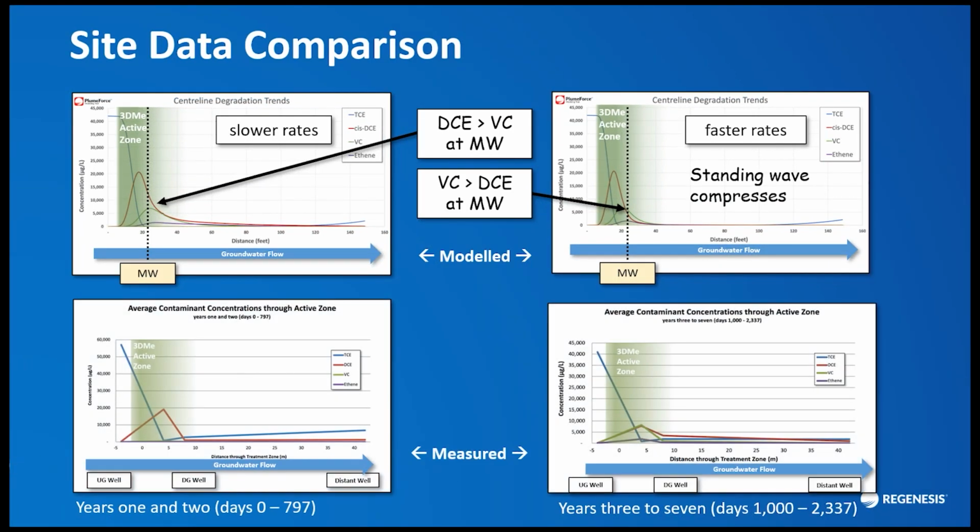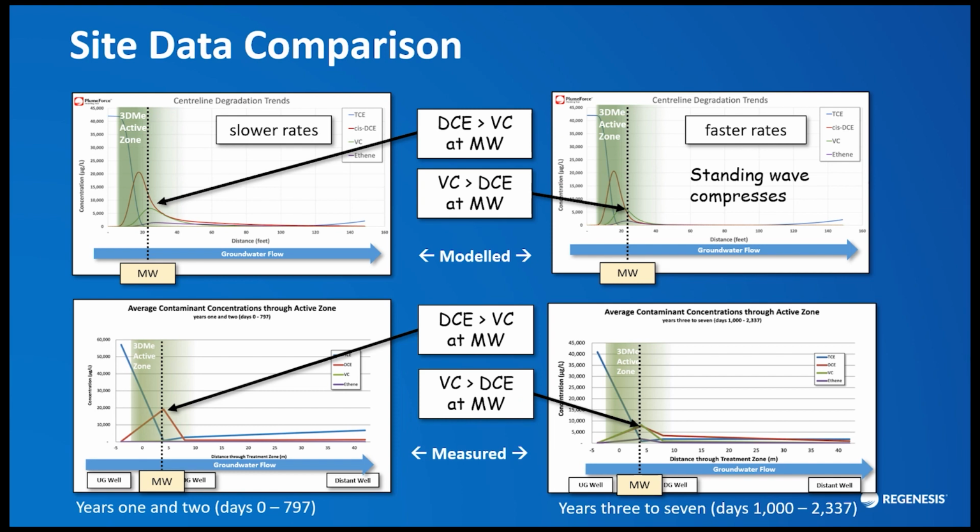These are our site data plotted over the same distance, so these are actually measured. Here are our monitoring wells again, and once more we can see how the patterns change. DCE greater than vinyl chloride in the early days and vinyl chloride greater than DCE in the later days. So without the modeling, we would be much more hard pushed to be able to interpolate the data between the points. What we can see in the real site is consistent with the modeled scenario, or put the other way, the modeled scenario is consistent with what we see in the field.